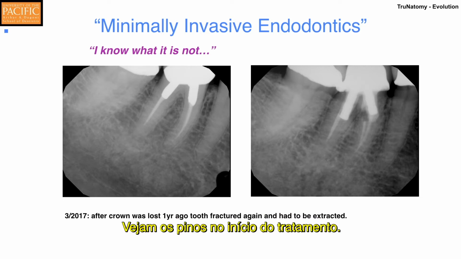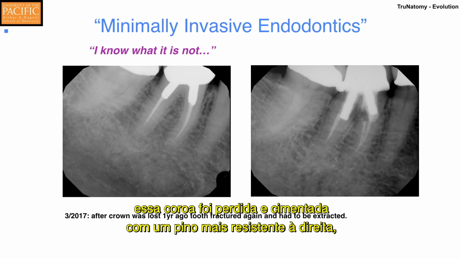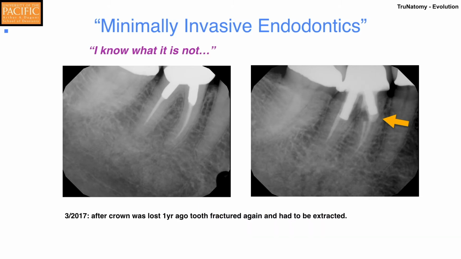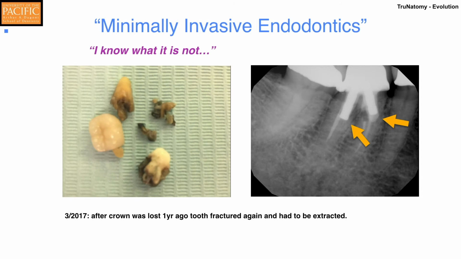Right? Look at the post on the initial treatment. On the left slide, the older radiograph. This crown was lost and re-cemented with an even more reinforcing post on the right side, only to end up like this. Right? So we've got to think this through very carefully.